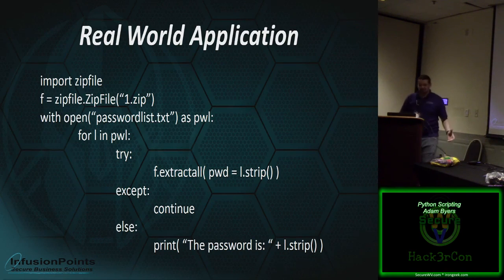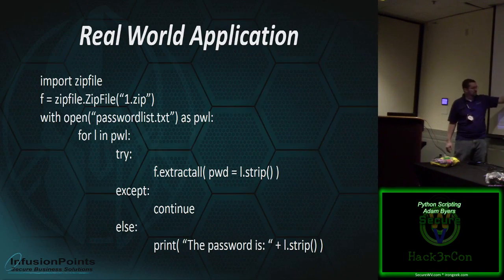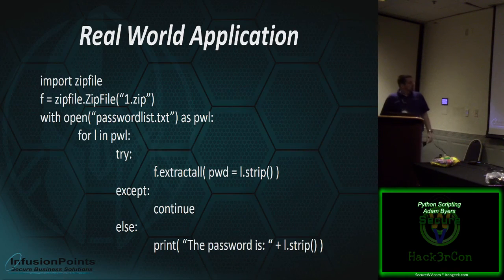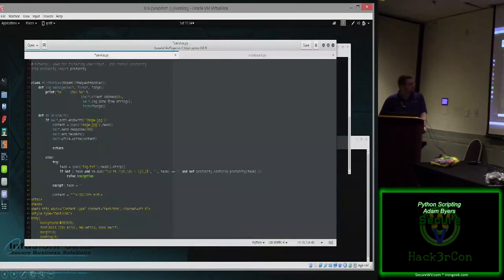So this works. There may be a ton of other faster ways, but I find that a try, except, fail right there is a very quick way of testing and continuing to the next password on the list. So there's your example real-world application for using third-party modules to help with pen tests or security-related items. And to test that, why don't I just go ahead and do that? That's a pretty cool little example.